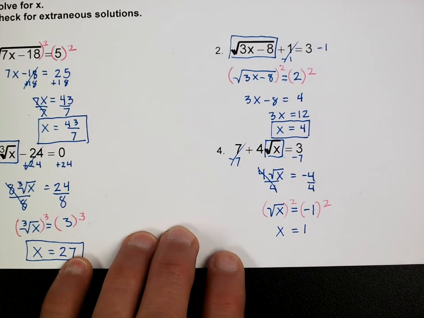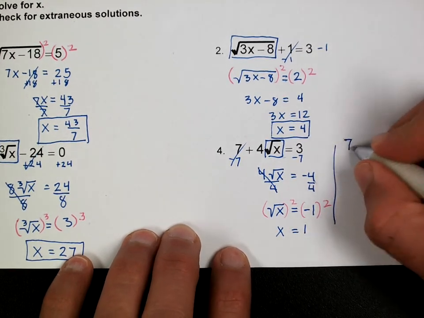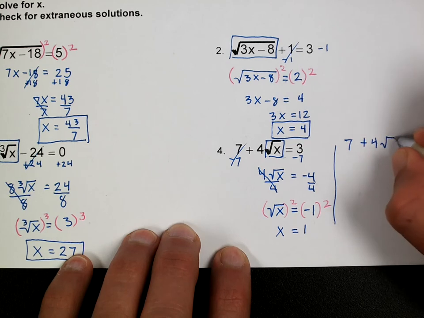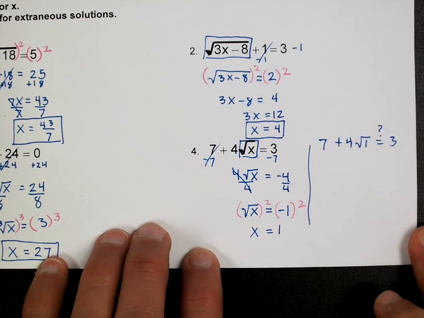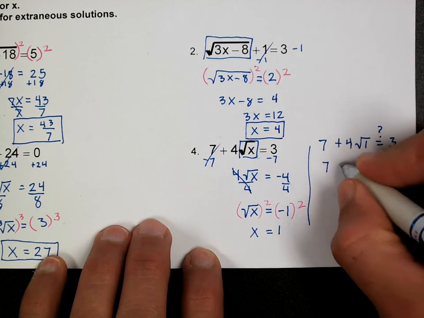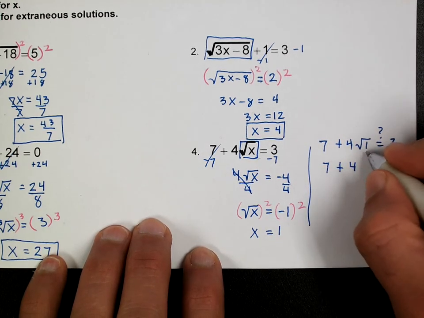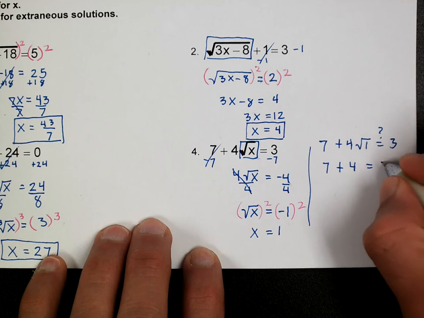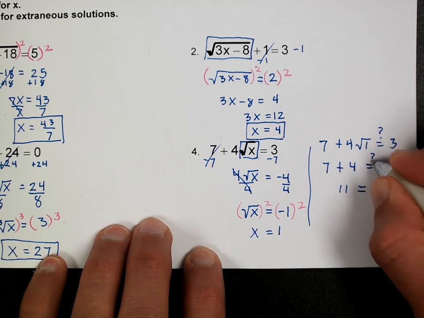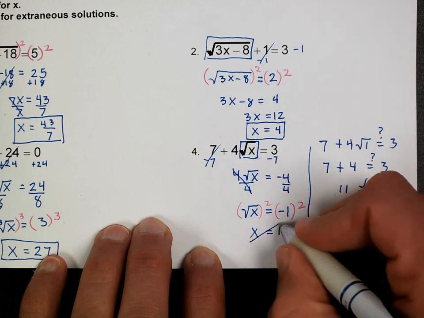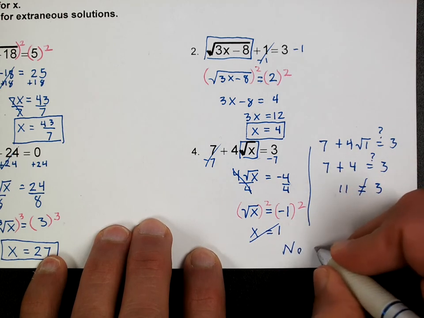Now, if you plug that in, I'm actually going to do this by hand. If we plug that in over here, a 1, I'm asking you, is that equal to 3? Alright, so the square root of 1 is just 1. 1 times 4 is 4. And you can tell that this is definitely not going to be equal to 3. It's not. So this solution does not work. So there is no solution.